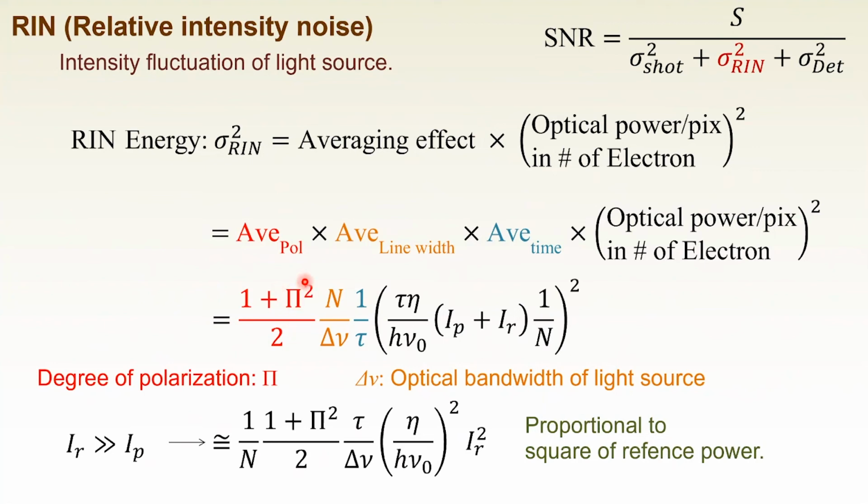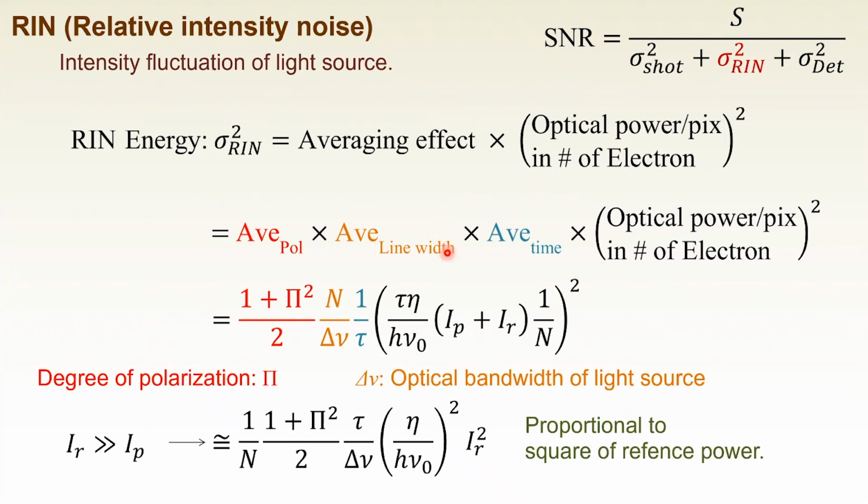And if the light is fully polarized, pi is 1, so 1 plus 1, divided by 2, becomes 1. So there is no reduction of the RIN. But if the light is totally depolarized, pi becomes 0, right? Then this factor becomes 1 over 2. The RIN is reduced by half. Okay. Here is the polarization averaging effect.